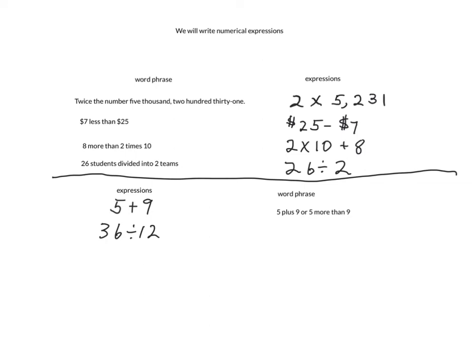Now, the numerical expression 36 divided by 12 can be written as 36 divided by 12. And our last expression could be written as 8 times the difference of 15 minus 10. Now it's your turn to try it.